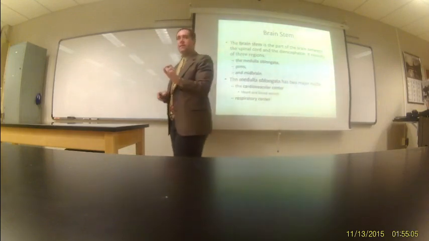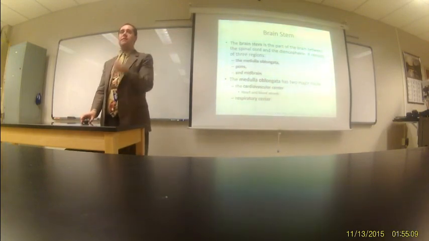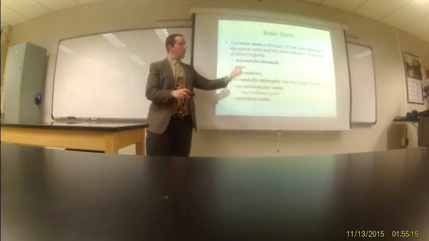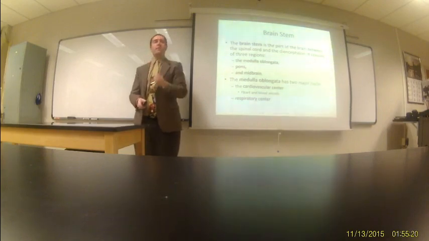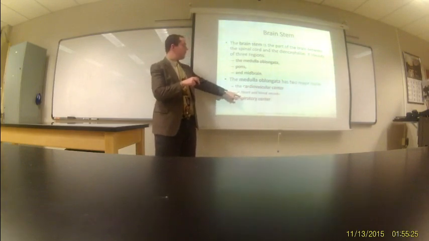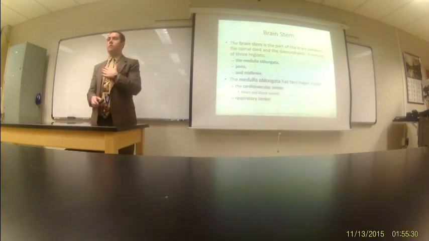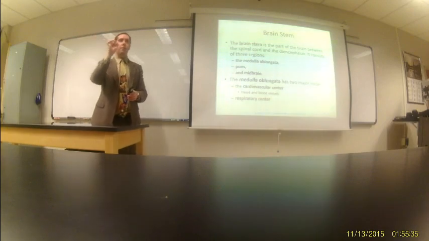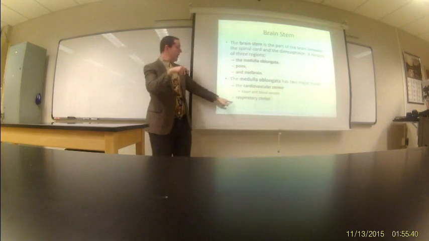Remember, a nucleus, in terms of the nervous system, is a bundle of cell bodies in the central nervous system. So if you have a bundle of cell bodies, that's going to be a location in the brain used for a specific purpose. Here we have two of them. We have the cardiovascular center, which controls your heart rate and your blood vessels. We can control blood pressure by controlling how big our blood vessels are, so this is controlled largely by the medulla oblongata.